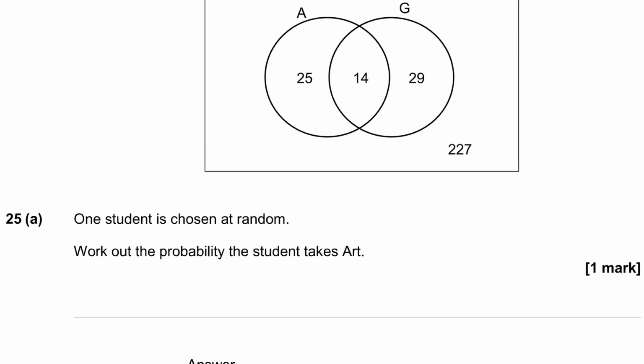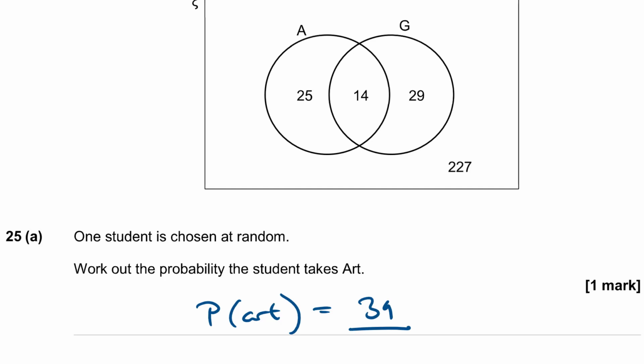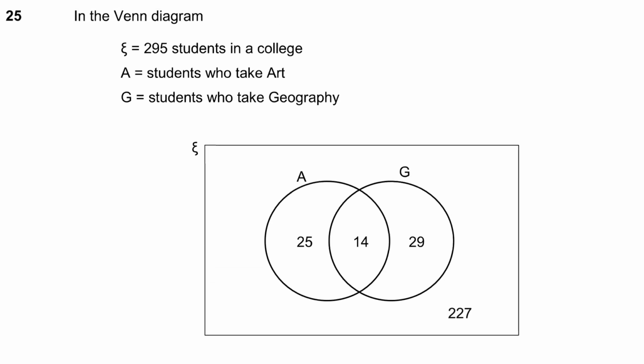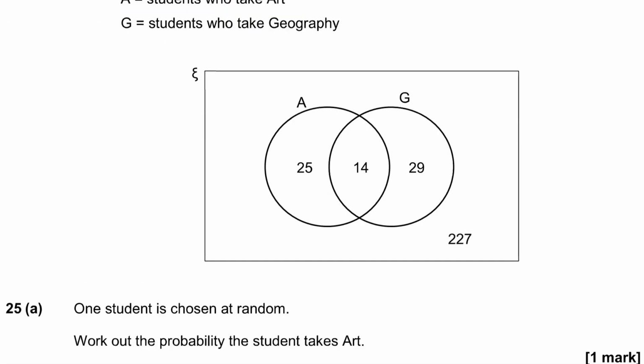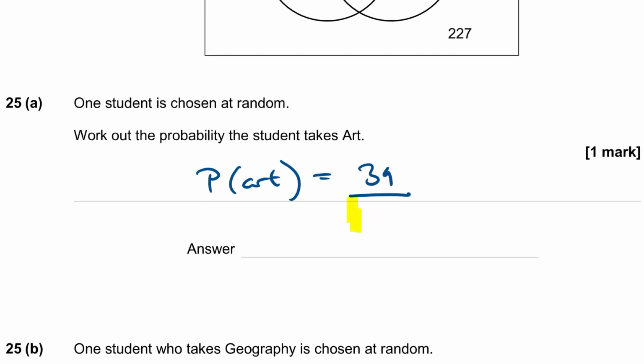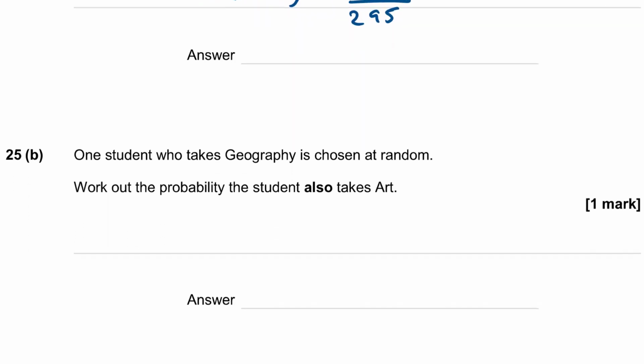Well, there are a total of 25 plus 14 students who take art. So the probability that that student selected at random takes art is going to be those 39 students divided by the total number of students, which we're told at the top here, the universal set, 295. So it's 39 out of 295. Now I could cancel that down, but it doesn't ask me to show it in its lowest terms, and so I'm just going to leave it as it is.